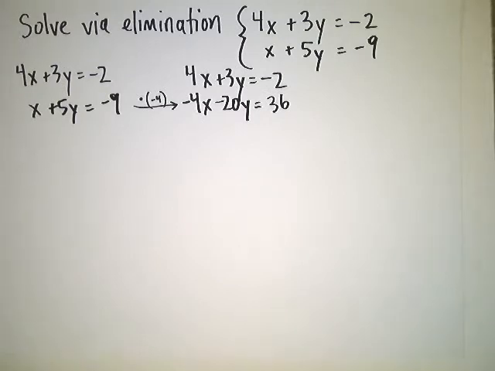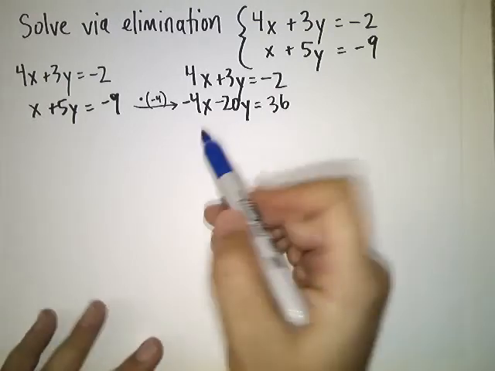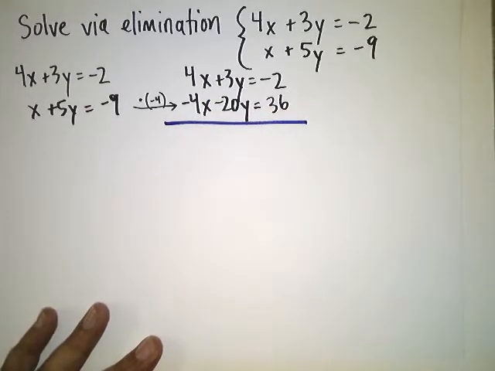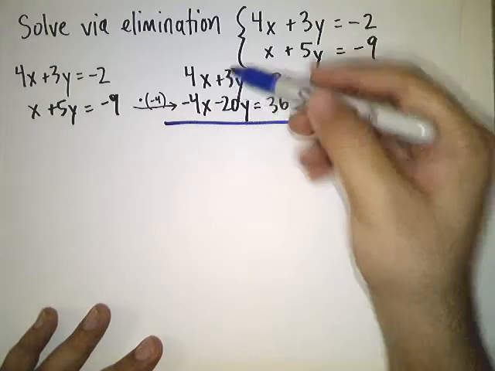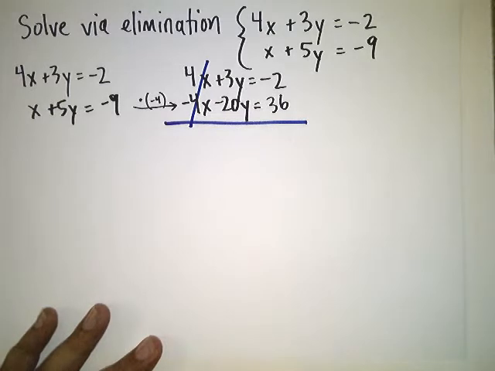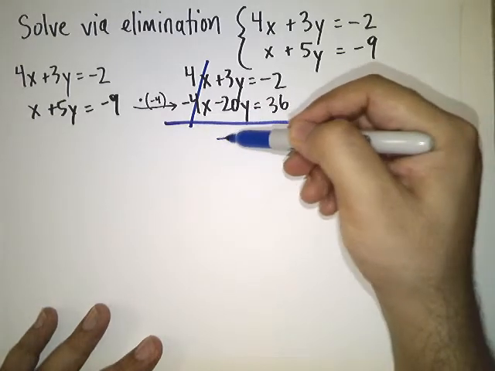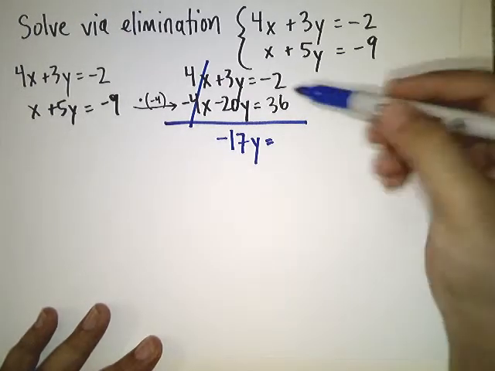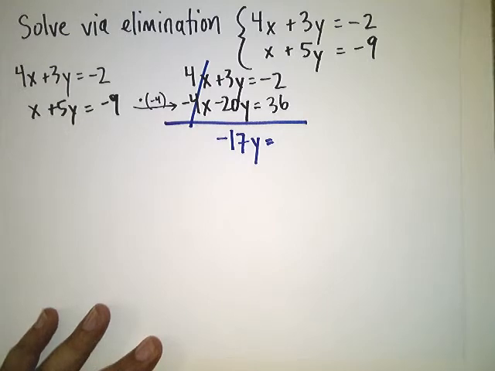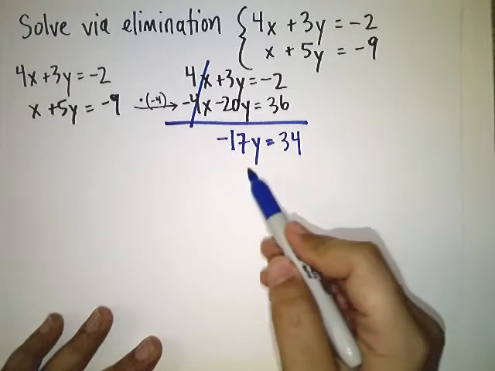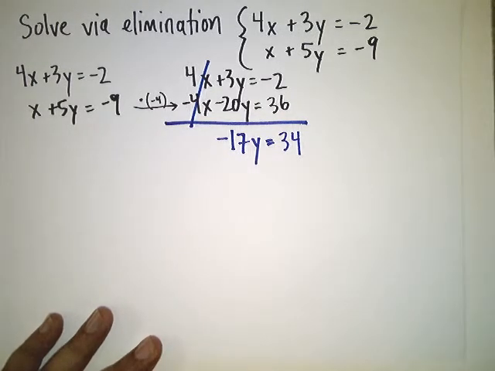The second step, again, is to add those two equations that we just got. So we'll add them up. 4x and negative 4x, those are going to cancel out. Okay, so we're done with those. 3y plus negative 20y, that's going to give us negative 17y. And negative 2 plus 36, that's the same thing as 36 minus 2. Well, that's 34. Now we've got a single variable here. Let's solve for it.